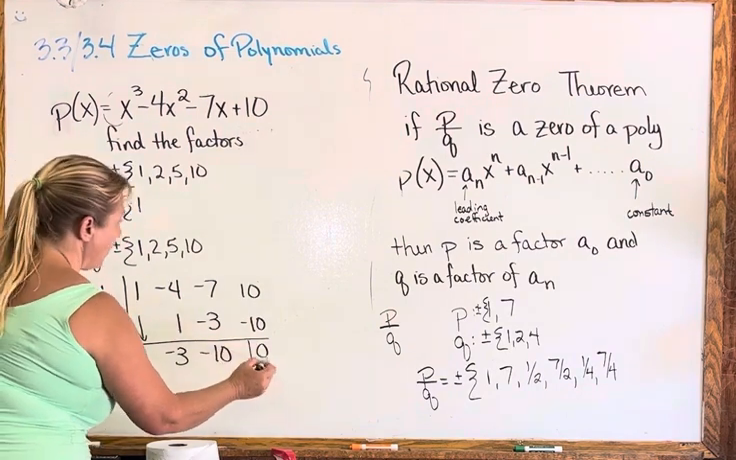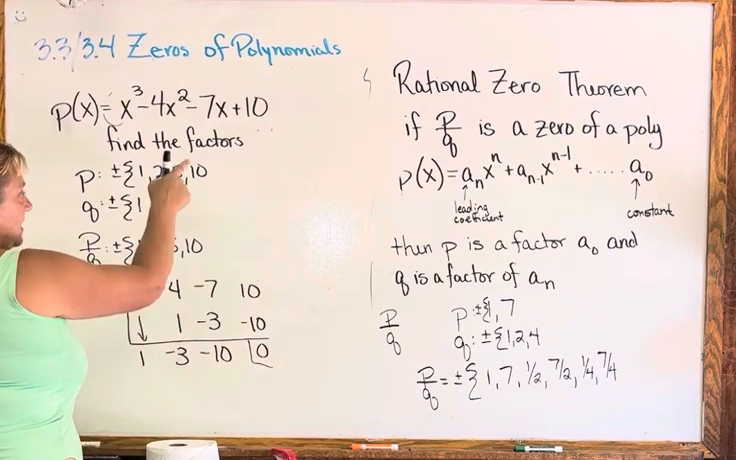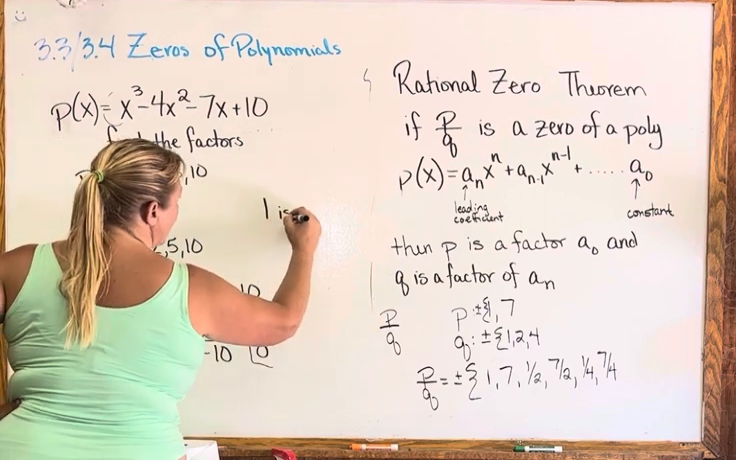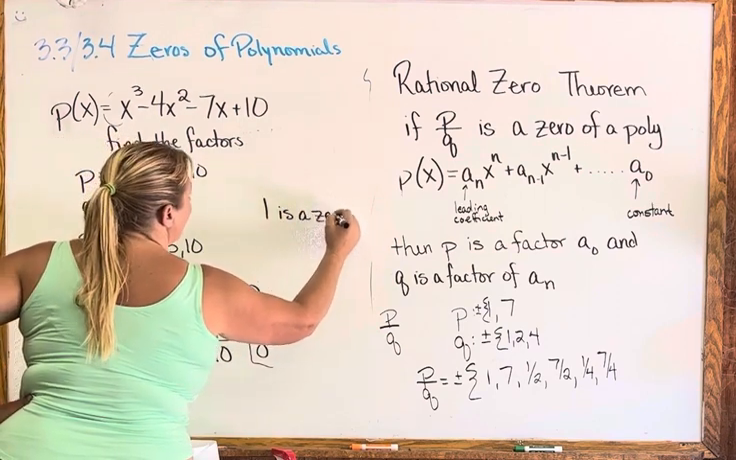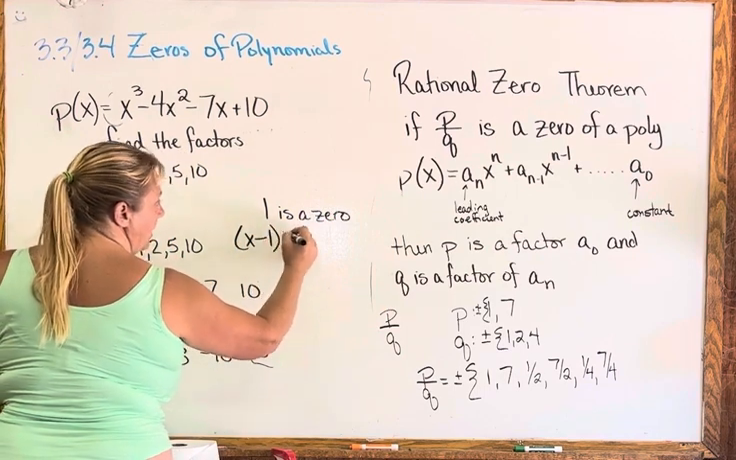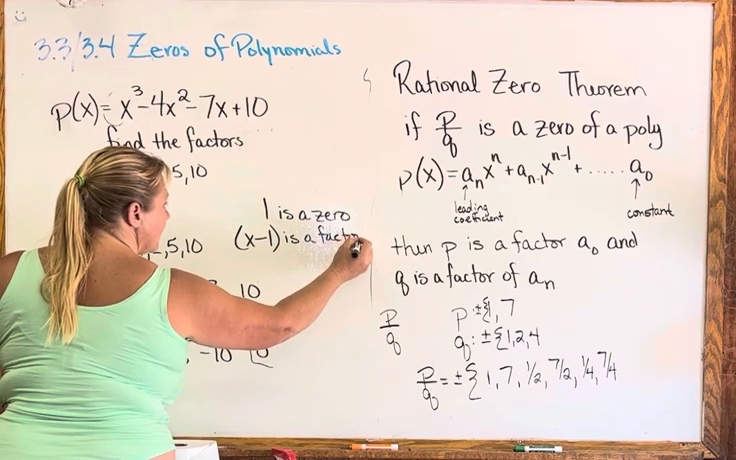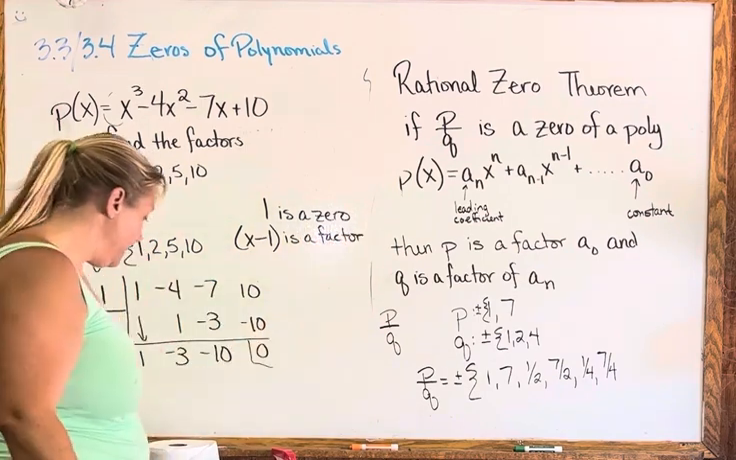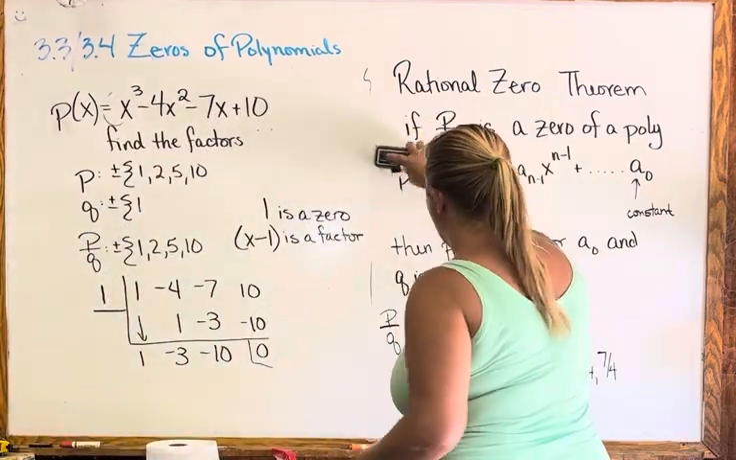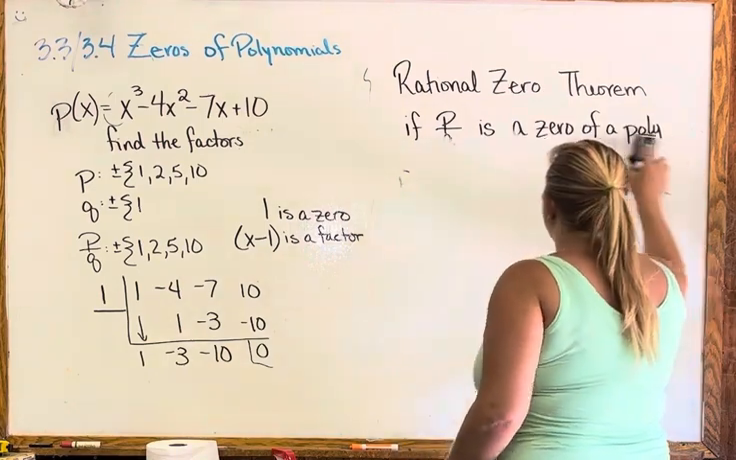So we got a 0, so we can say 1 is a 0 of the polynomial. So that means 1 is a 0, but it also means x minus 1 is a factor. Now, there are 2 more, aren't there? Okay. There are 2 more, and I'm going to show you where to find them.